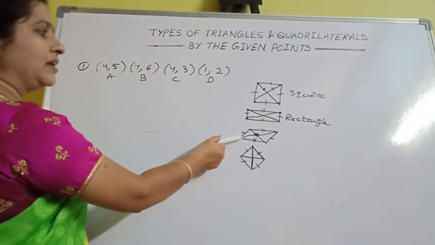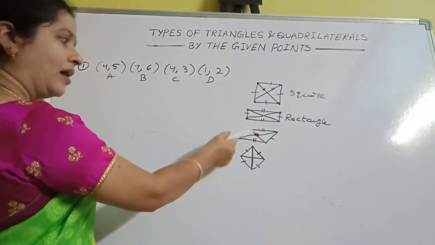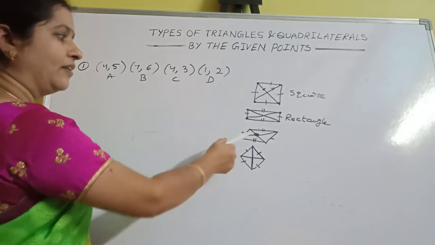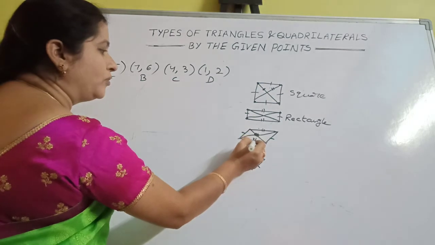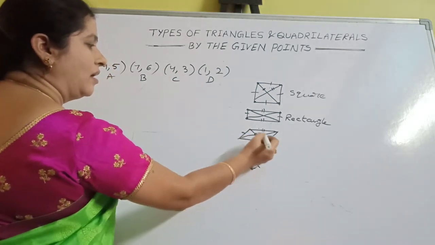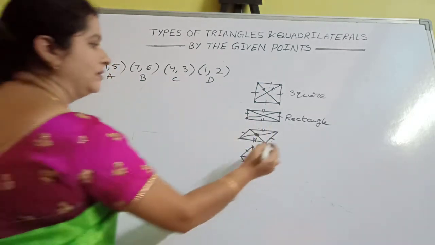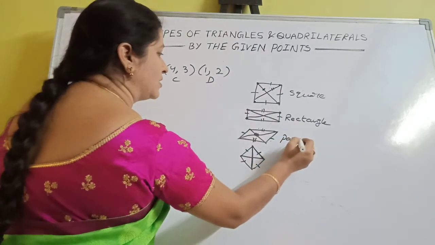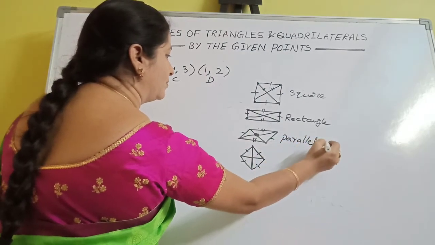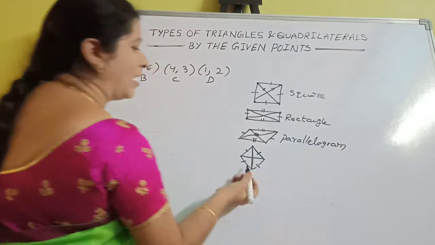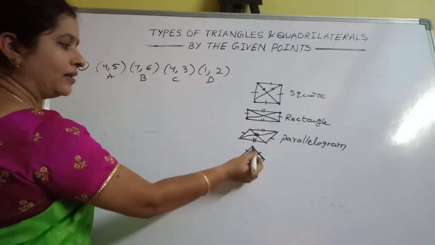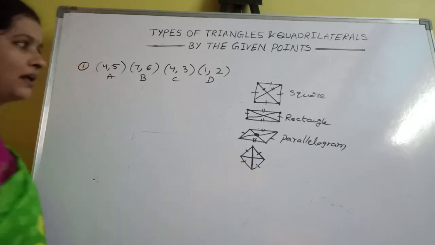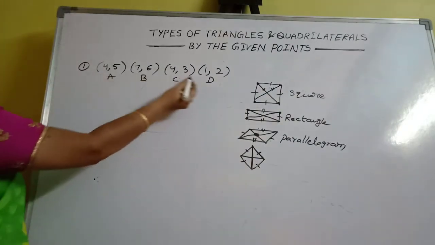Every rectangle, every square, and every rhombus is also a parallelogram. So you have to prove only two qualities here. Opposite sides are equal. So this is the process for a parallelogram. Next, in a rhombus, four sides are equal and two diagonals are not equal. So let us see the examples.